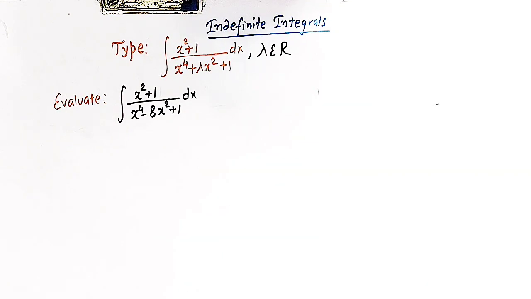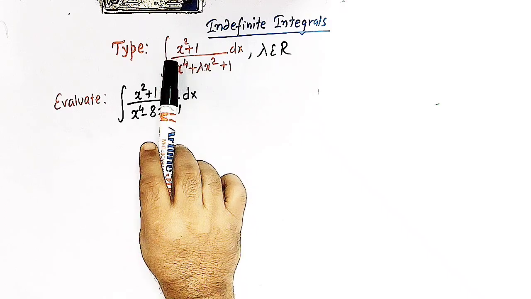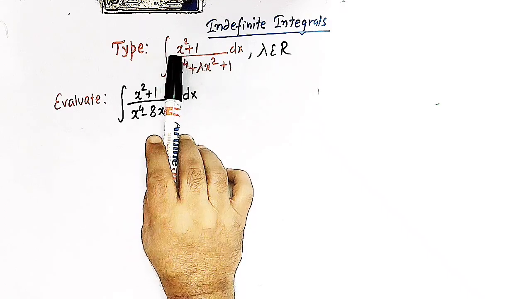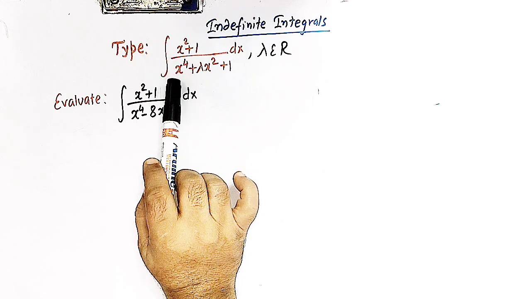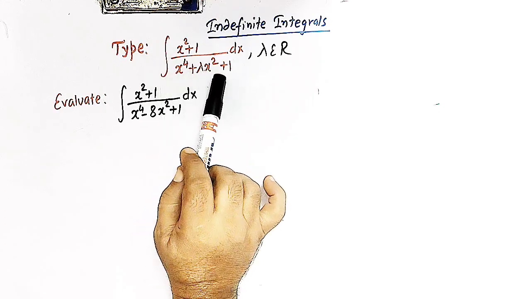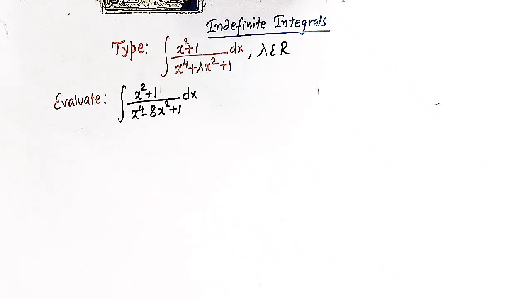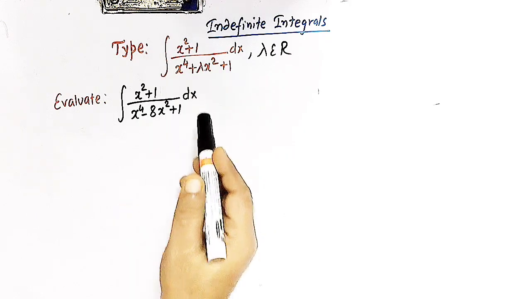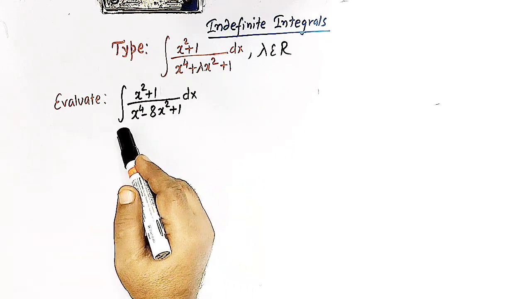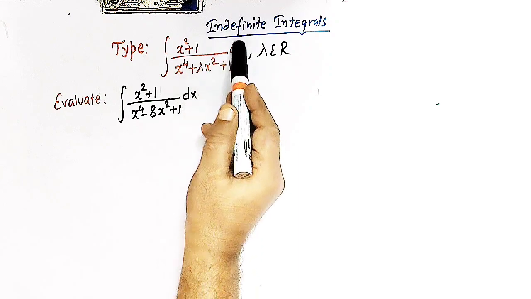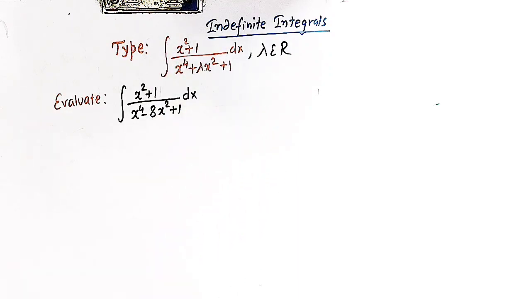Hello viewers, in today's session we are going to discuss another important form of indefinite integrals, where the integrand is of the form x square plus 1 divided by x raised to 4 plus lambda x square plus 1 dx, where lambda belongs to the set of real numbers, right? So here in this class we are going to solve an example related to this form of the indefinite integral.